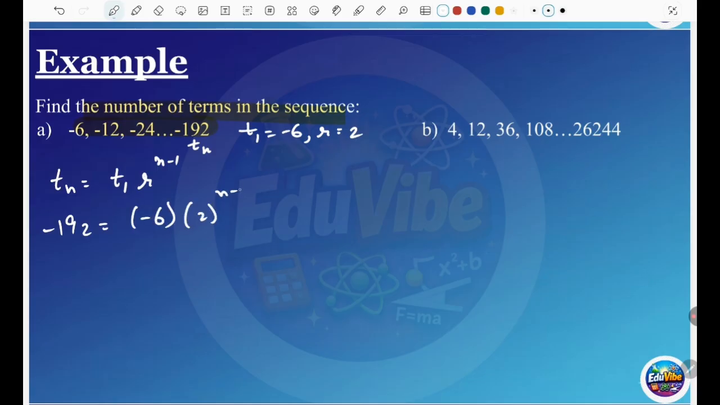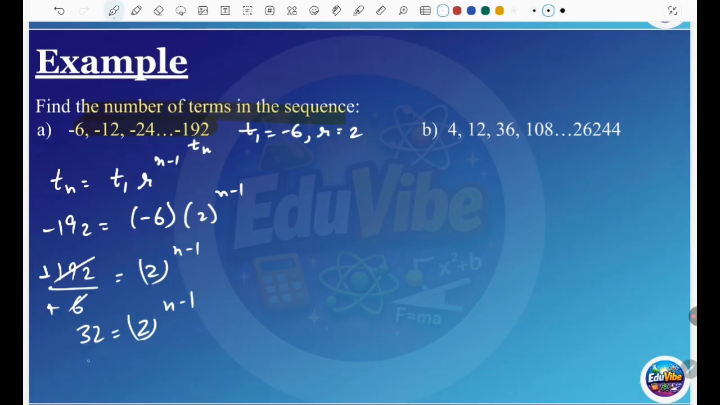r is 2 and n minus 1. So minus 192 divided by minus 6 and 2 and minus 1. You will get 32 is equal to 2 raised to n minus 1, and 32 can be written as 2 raised to power 5. So when you know that your bases are the same, we can make the powers equal to each other.